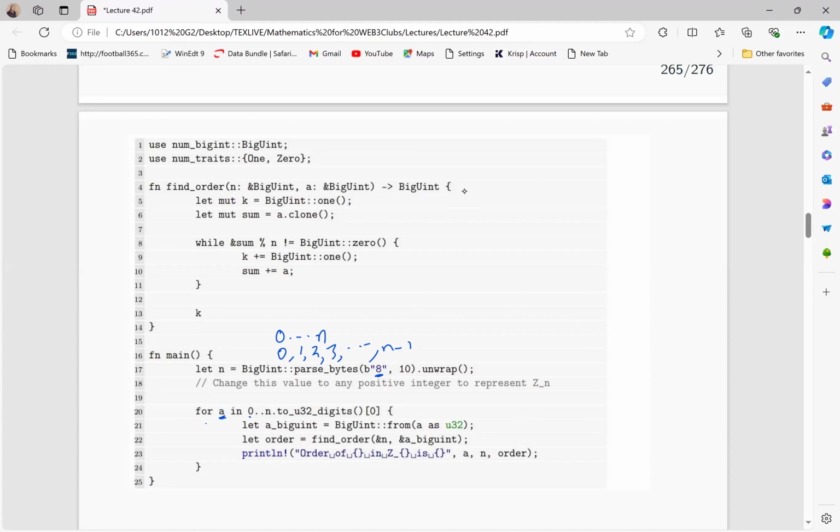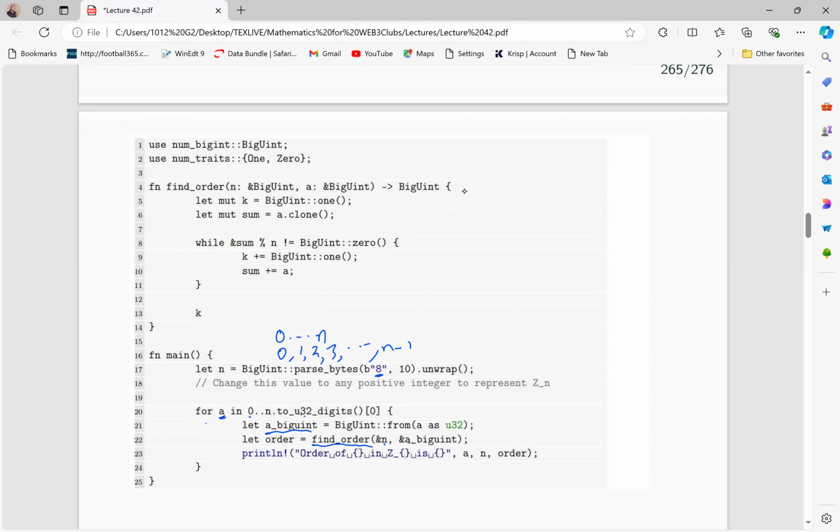Now, these elements are u32, but then this A will be converted from u32 to big uint, and then the N also will be converted to big uint. So what this main function does is that it will call the find order function, so that the find order function finds the order of N and A.